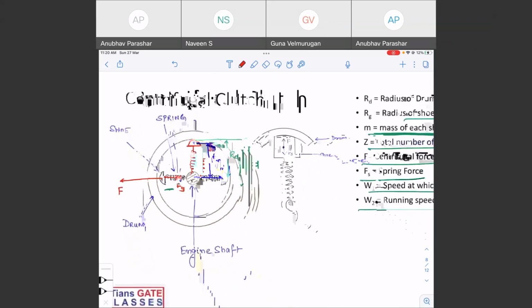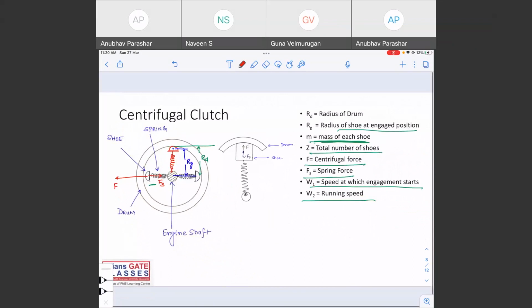Now, as you keep on increasing the speed, the centrifugal force will keep on increasing. So the shoe will keep on moving outwards and outwards. And at some angular speed, let me say omega 1, the shoe gets engaged to the drum.